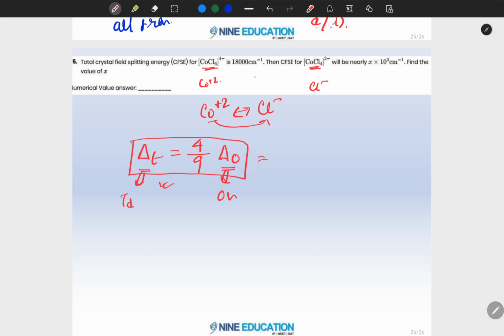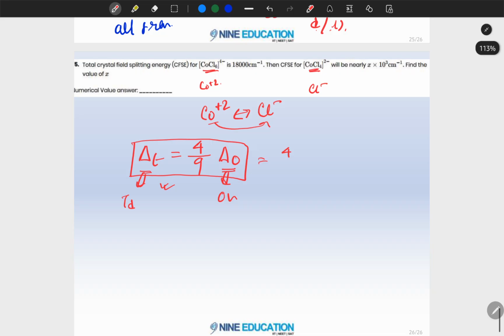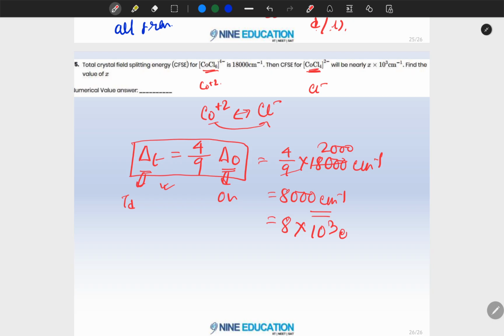So what is the octahedral splitting energy? 18,000 cm⁻¹. So what will be the value of Δt? I can write 4/9 into 18,000 cm⁻¹. So overall 8,000 cm⁻¹, that will be the crystal field splitting energy in the tetrahedral field. That will be the splitting energy in the tetrahedral field for this complex [CoCl4]2−. So I can rewrite the value in this manner: 8 into 10 to the power 3 cm⁻¹. So x into 10 to the power 3, the value of x must be equal to 8. So 8 should be the correct answer.